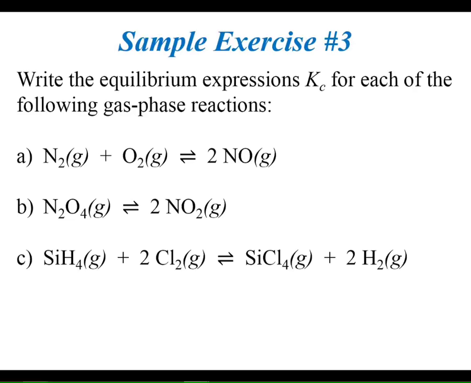Okay, how about C? How would you do C? Concentration of what on top? SiCl4 times concentration of H2 squared, right? Over concentration of SiH4 times concentration of CO2 squared, right? So there you go. That tells you, once the reaction has reached equilibrium, what's the ratio of my products compared to my reactants? Awesome. Okay, good.